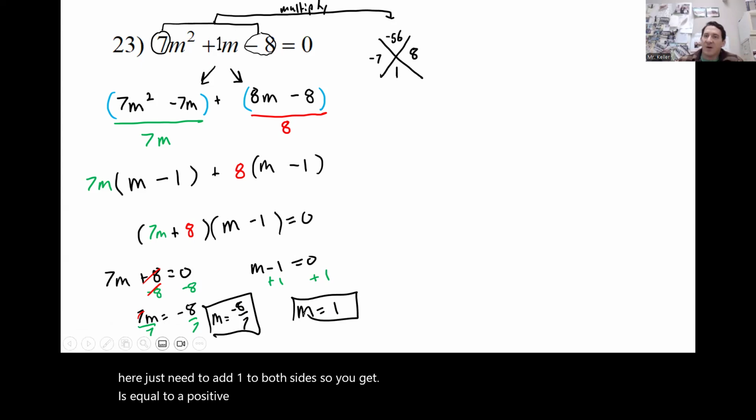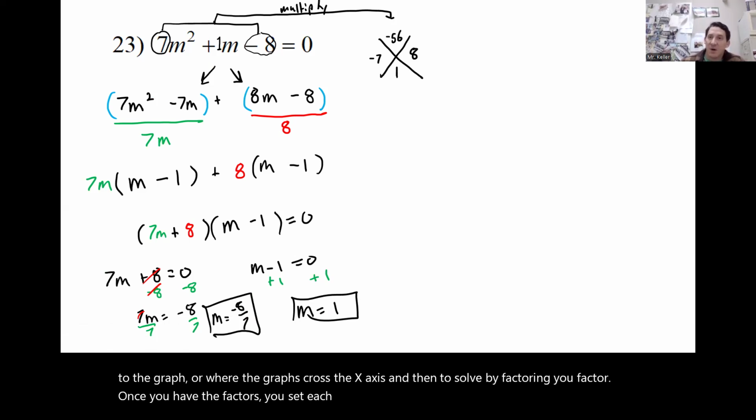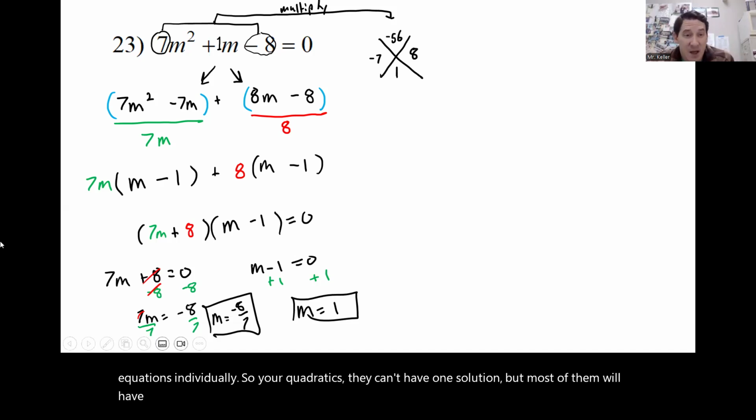All right. So that'll do it for us. So remember when you are graphing, the solutions to the graph are where the graphs cross the x-axis. And then to solve by factoring, you factor. Once you have the factors, you set each factor equal to 0 and then solve each of those equations individually. So your quadratics, they can have one solution, but most of them will have two solutions today.